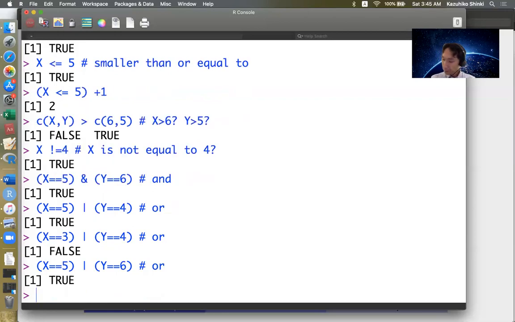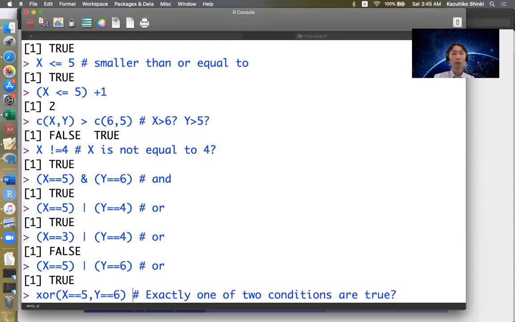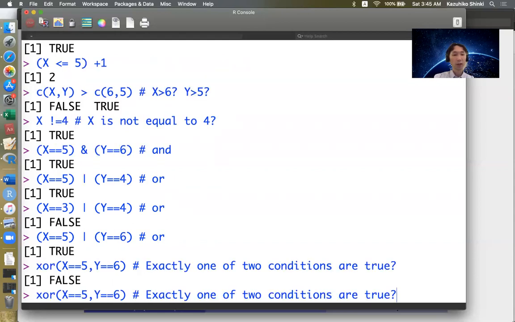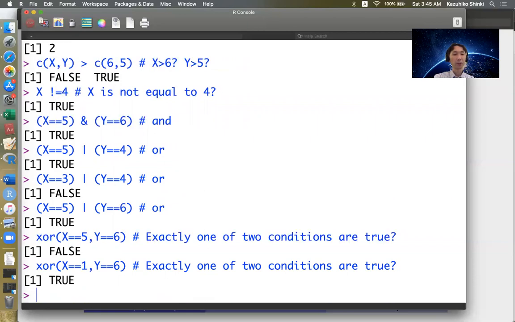And XOR. XOR is similar to OR, but this means that exactly one of the two conditions is true. So if x is equal to 5, y is equal to 6, then both are true, so actually it returns false. But if only one of these is true, then it returns true.